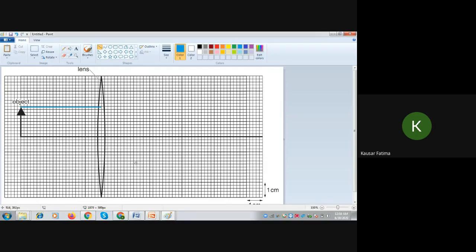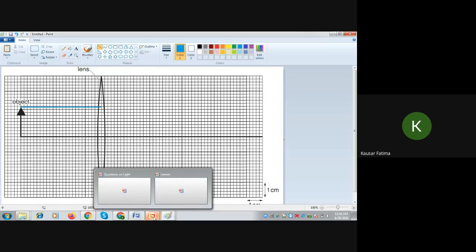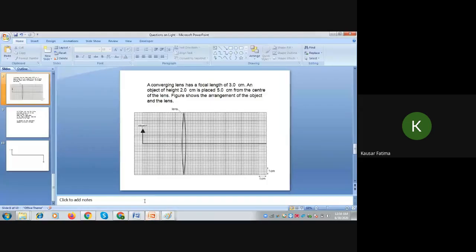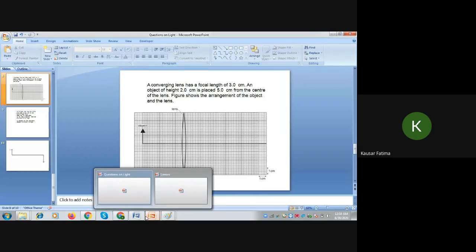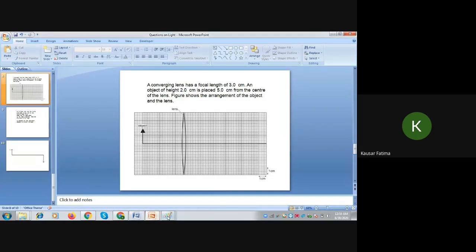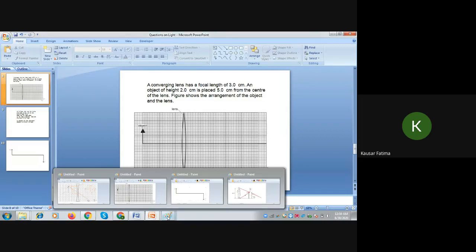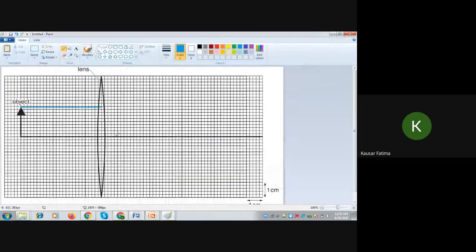What was written in the question? Sorry, 3 centimeter. So 3 centimeter means where the focal length is. I have to locate 5 blocks: 1, 2, 3, 4, 5, 1 centimeter. 1, 2, 3, 4, 5, 2 centimeter. 1, 2, 3, 4, 5, 3 centimeter. Okay, so this is F. It means my ray will go this way.